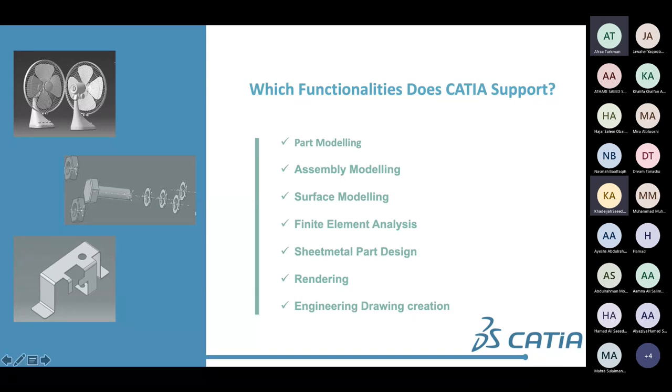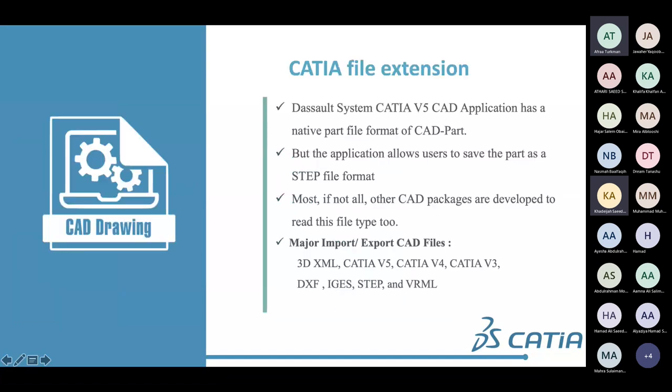And as it shows here in the picture, CATIA file extension. Dassault Systèmes CATIA V5 CAD application has a native part file format of CAD part, but the application allows users to save the part as a STEP file format. Most, if not all, other CAD packages are developed to read this file type too, because the STEP file is the most common type. For example, if I created a part using CATIA, then I saved it, I can reopen the file and modify it using other software like SolidWorks.